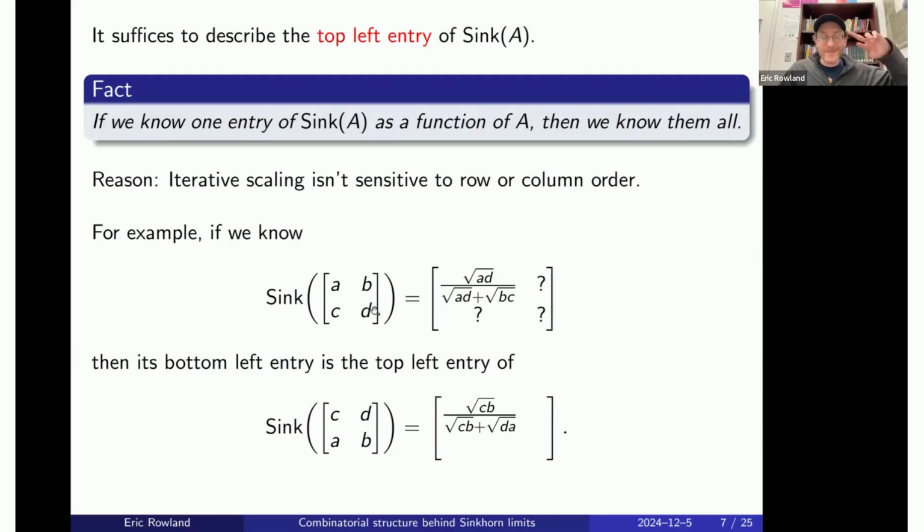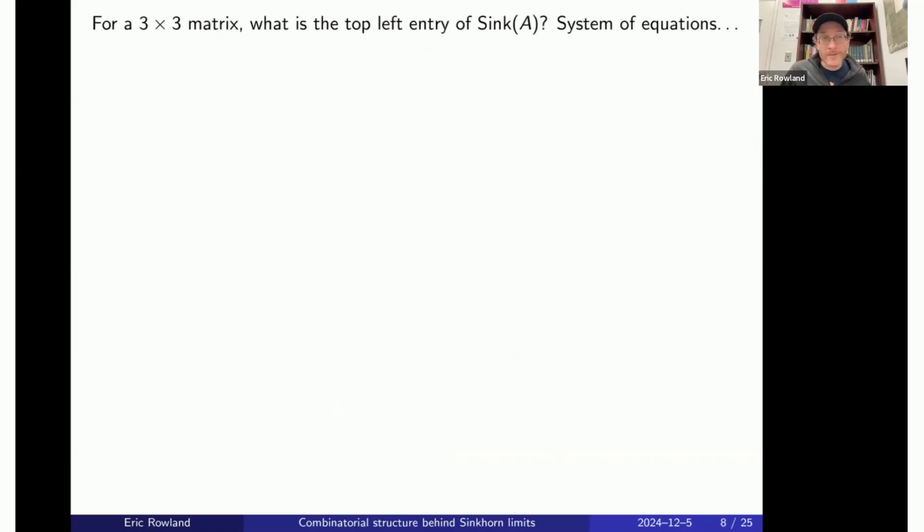Since we've swapped the two rows to get from here to here, the top left entry of this Sinkhorn limit is going to be the bottom left entry of this Sinkhorn limit. And if we swap the columns, then we will get these other two entries. So really, you just need the top left entry, or any other entry, as a function of the entries of A, and you'll get them all. Okay, so for 3x3 matrices, let's focus on the top left entry of the Sinkhorn limit.